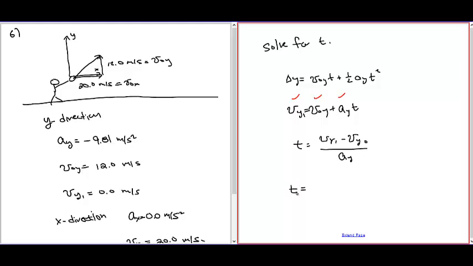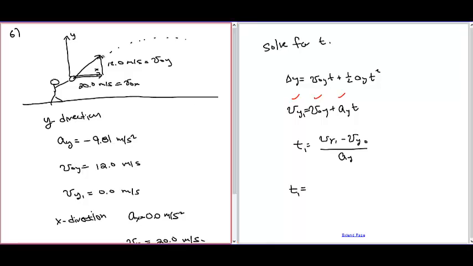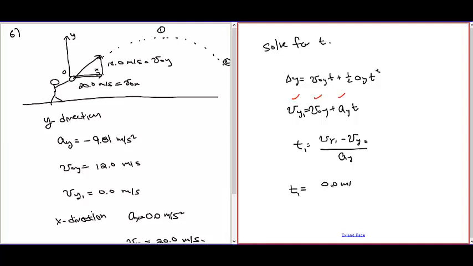Okay, so t1, the time to get to the peak, I'll draw this thing like that. So here's the peak. So this is 0, this is 1. When it comes back to the same height, we'll call it 2. So v sub y1 is 0. V sub y0, or v0y, is positive 12 meters per second. And we divide by negative 9.81 meters per second squared.